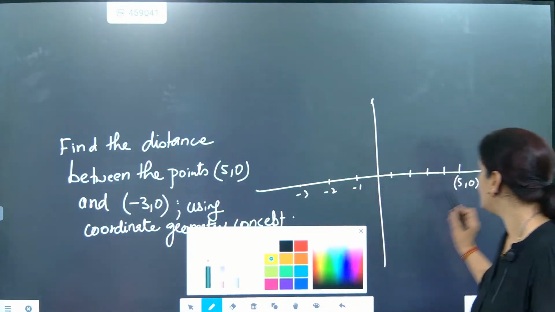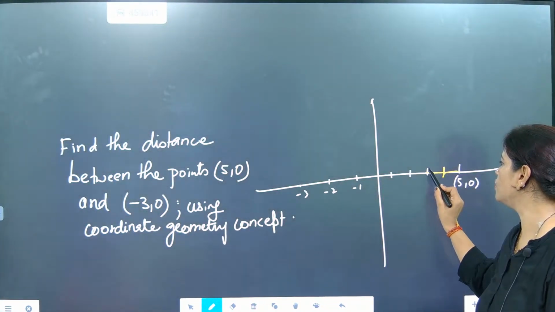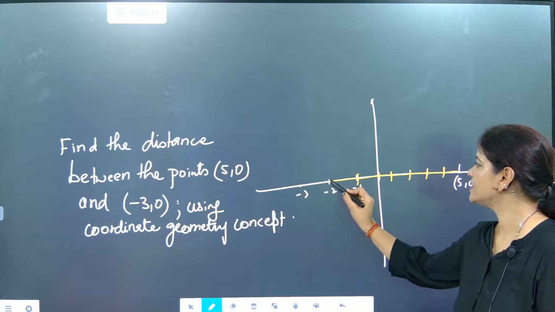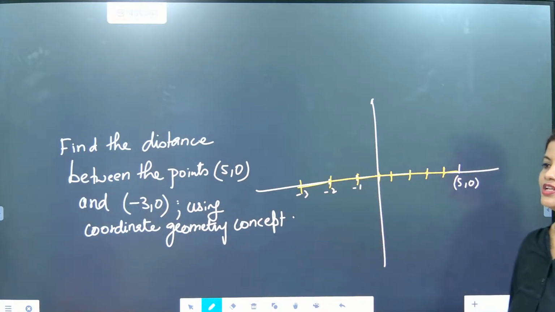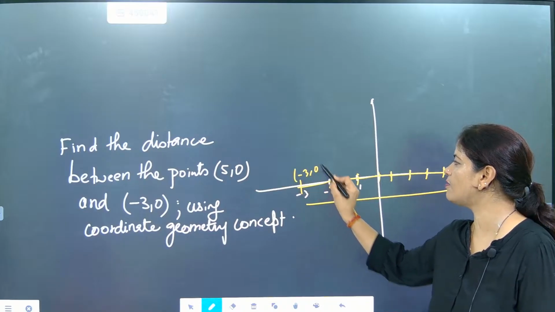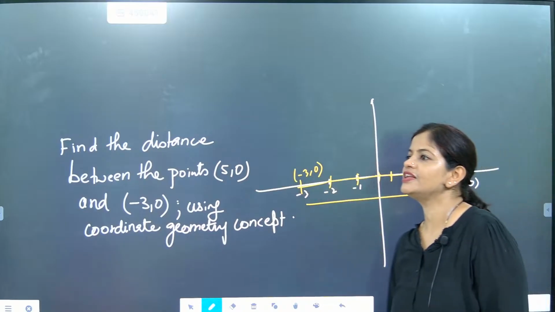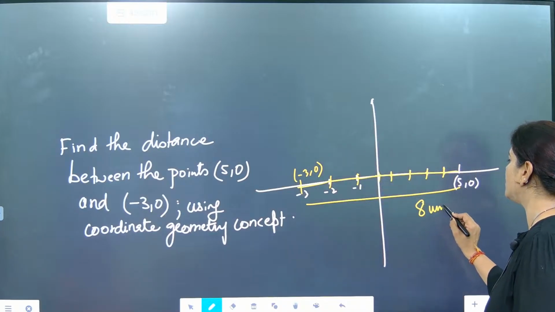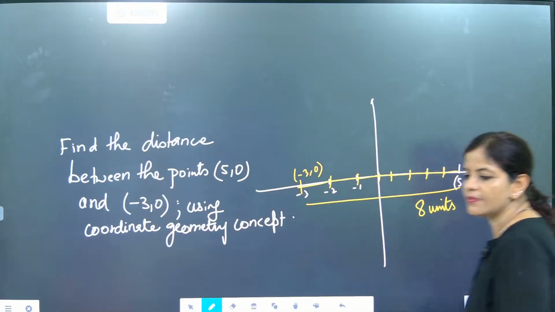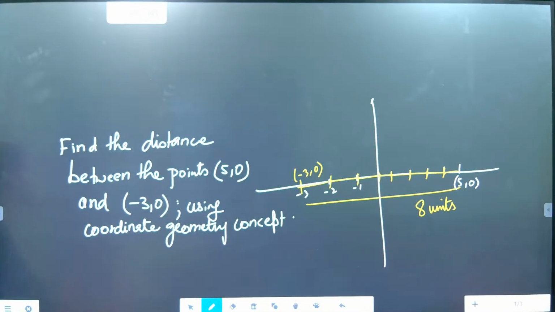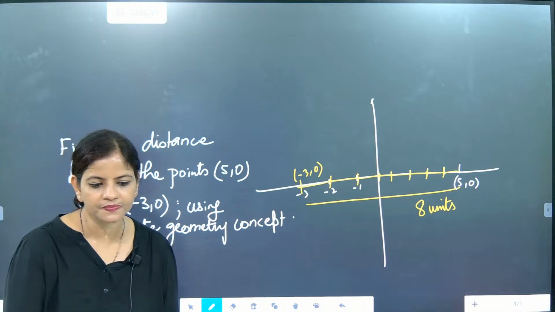Can we find the distance? It is 1, 2, 3, 4, 5, 6, 7, 8. So what is the distance, beta? Total distance, because this point is -3, 0. Understood? The distance will be coming as what, beta? 8 units. Absolutely correct. The distance will be coming as 8 units. Can we go for another question, beta?